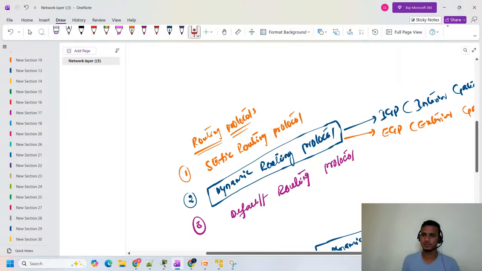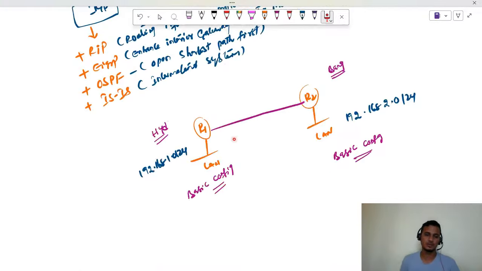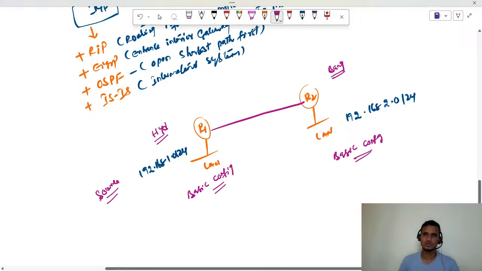Let me explain here. You have router 1, and this is going to become your source, and this Bangalore office is going to become your destination. 1.0 is your source network, and 2.0 is your destination network. If you are going to configure the static route, you configure the static routing protocol in router 1. You should know the destination network. This is your source, and this is your destination network.